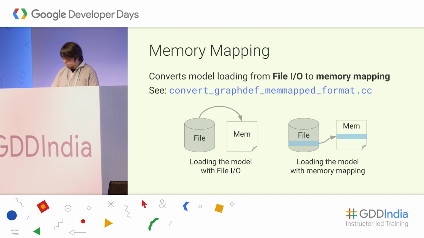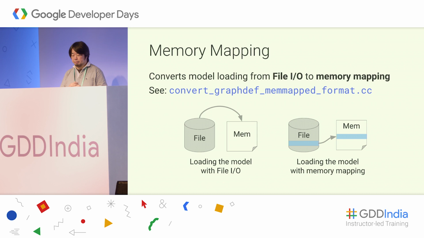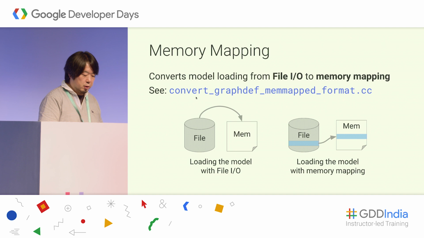Memory mapping could be another technique you can use for increasing the performance of your applications. Rather than using file I/O to load all the parameters, you can use memory mapping. And now, on the TensorFlow repository, you can find some sample code for using this kind of memory mapping technique with your mobile phone application.